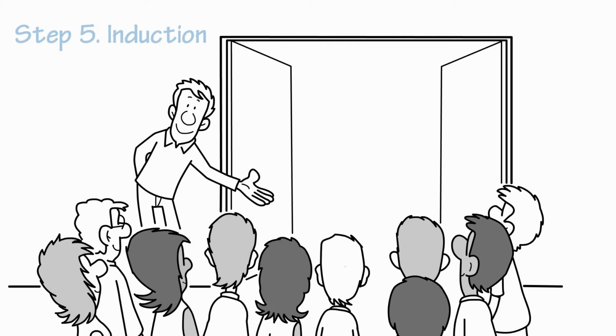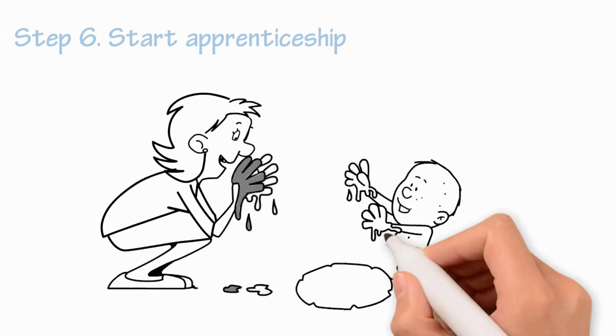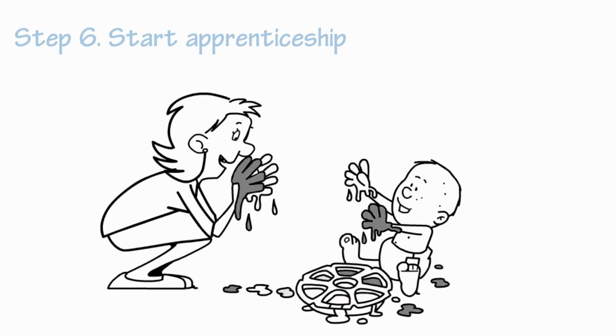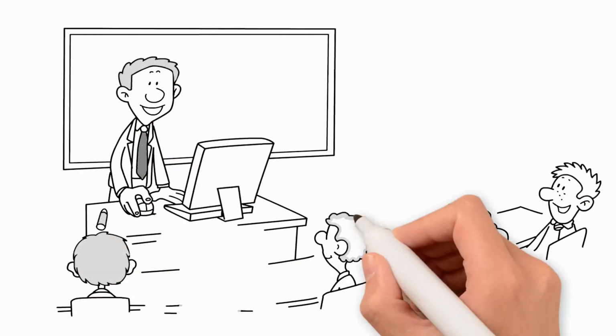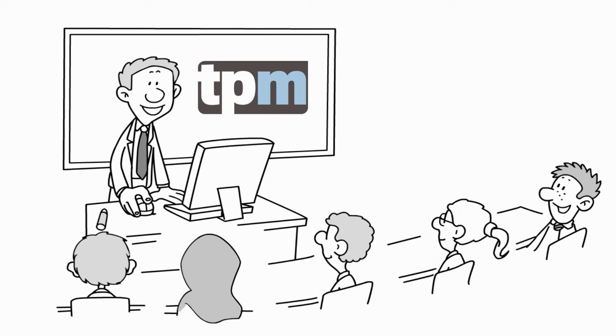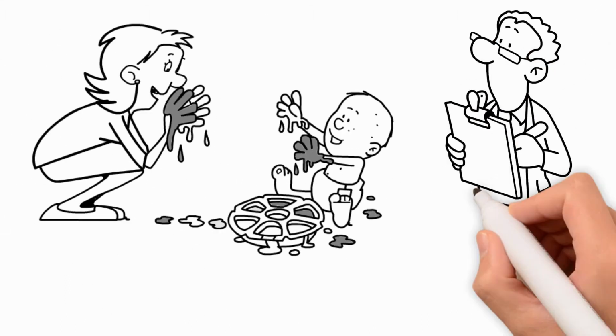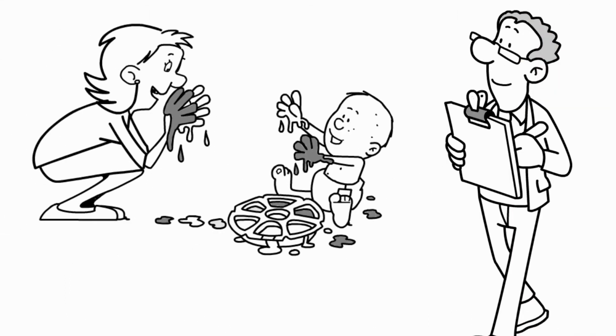Step 6. Start apprenticeship. You usually start working with your apprenticeship employer first. Once employed, you get a timetable showing you when to come to TPM for training sessions. TPM tutors visit you regularly at work to support you and help you progress.